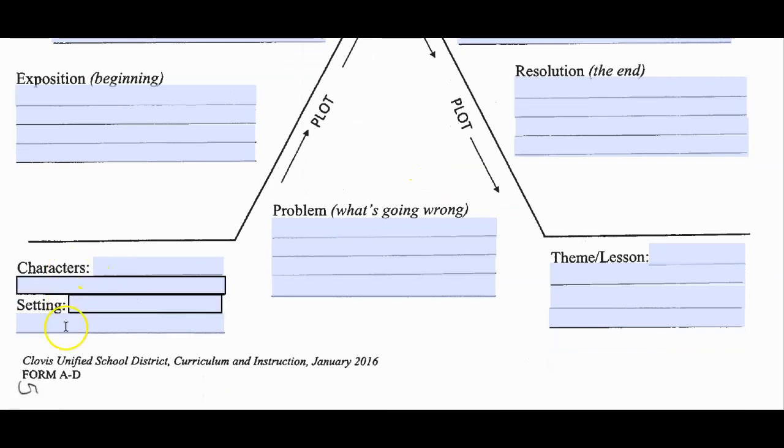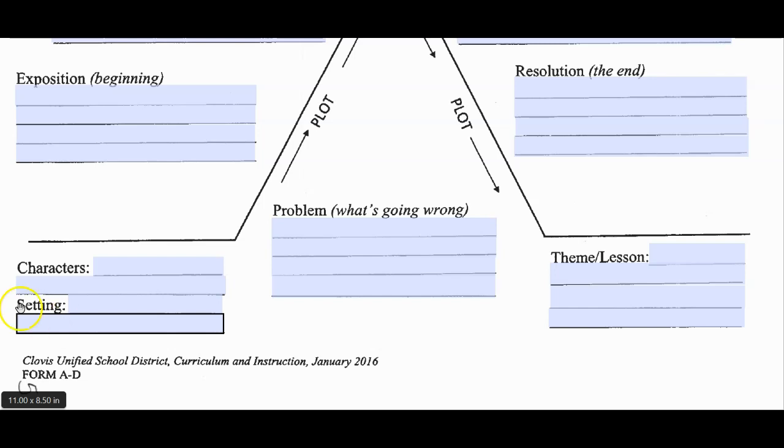So again, you start with the characters and your setting. I don't know, something like this. What I did, for example, it's kids on a field trip. This is mine. Are you supposed to be writing this? No. You come up with your own. I said the setting was North Carolina.